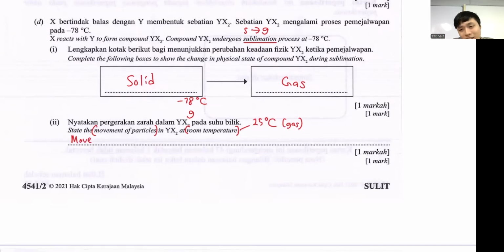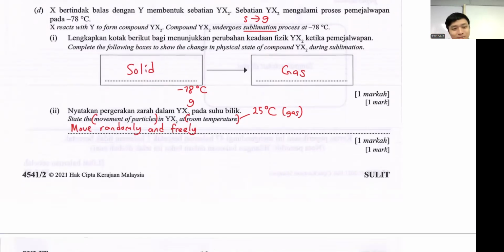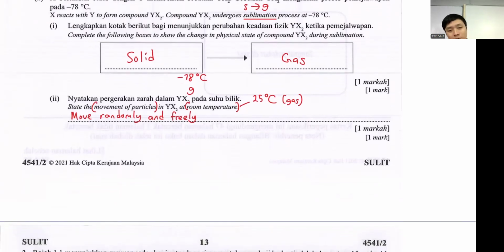you don't say whatever. I forgot what is the answer. So you have to say move randomly and or freely. Or you can say one of them also can. Fast cannot. Better not. Maybe can but a little bit risky. Or you can say just move randomly also can already. Or you just say move freely can.